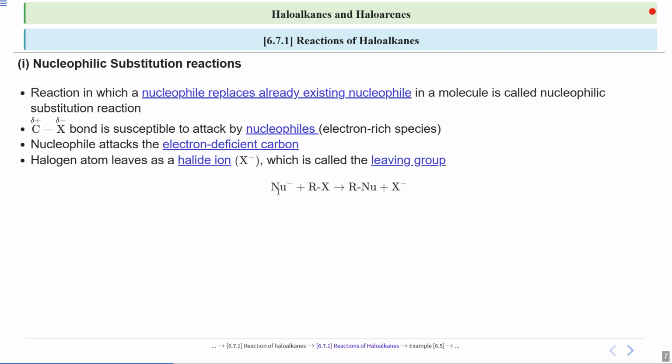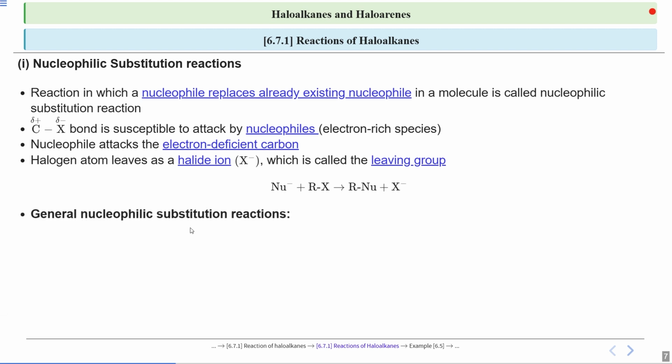So the nucleophile, which is an electron-rich species, is going to attack the alkyl halide, specifically the carbon-halogen bond, on the carbon which is electron deficient. Then the nucleophile replaces the halide ion, the leaving group. The halide ion leaves, and the nucleophile takes the place of the halogen present in the alkyl halide and bonds with the alkyl group, right? So you will get R-Nu, that means R attached to the nucleophile, plus the leaving group, the halide ion, will be out from our reaction.